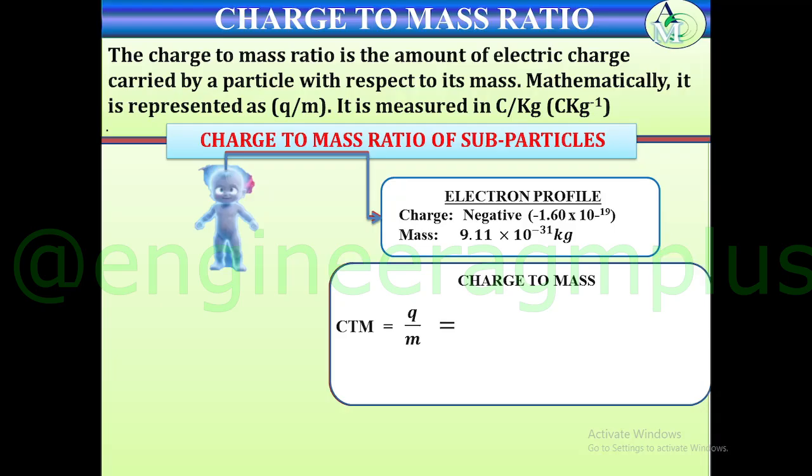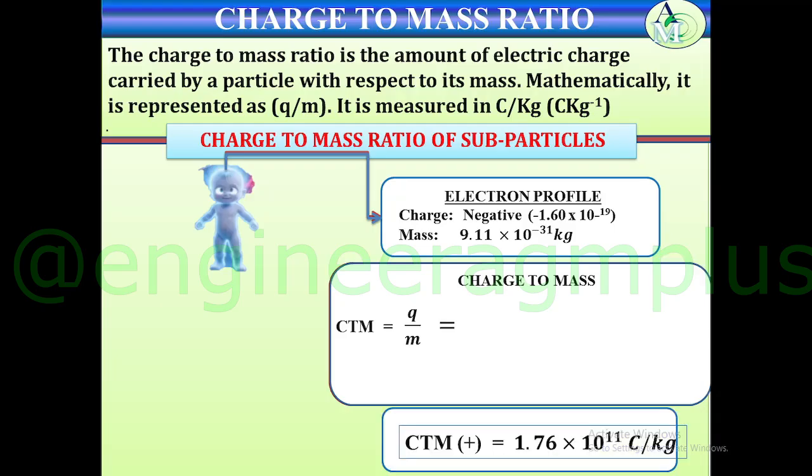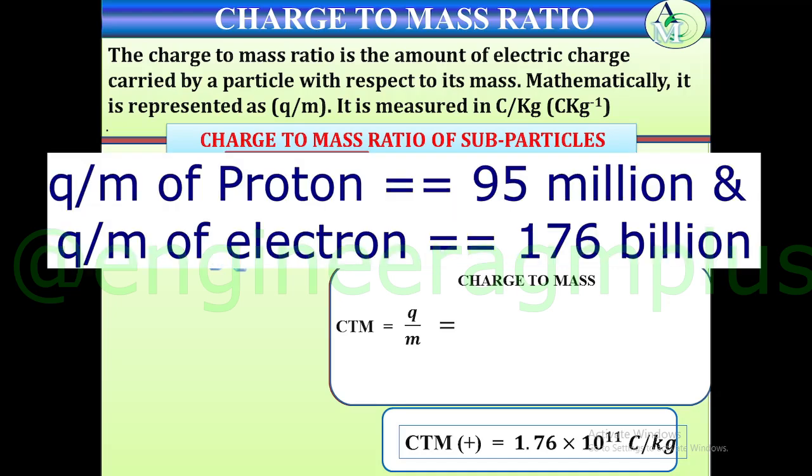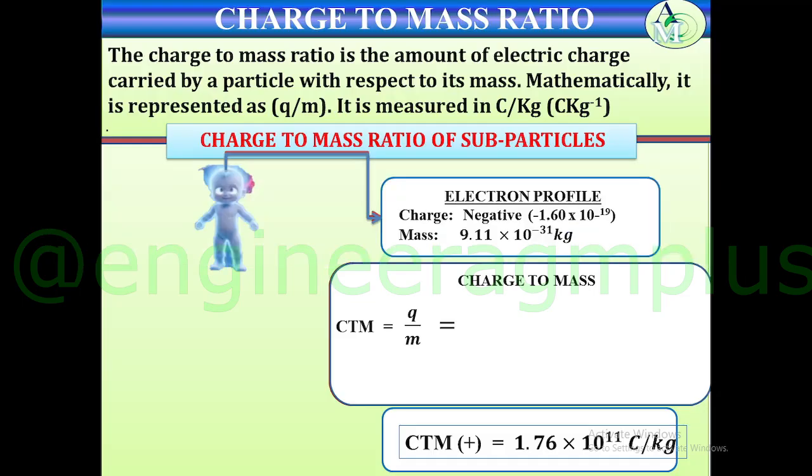I believe that should give you 1.76 times 10 raised to the power 11 coulomb per kilogram. And what does that mean? It means something close to 176 billion coulomb per kilogram. Now compare this value to that of protons. For proton, we have close to 95 million, and electron has close to 176 billion. Still, do not forget this.